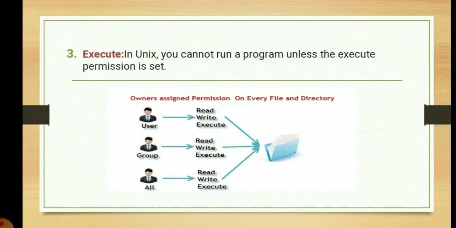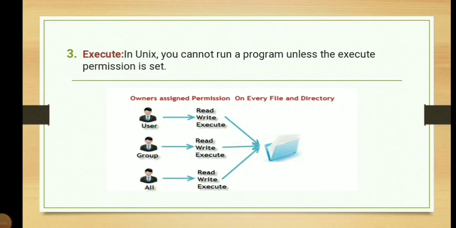In Windows, an executable program usually has an extension .exe, which you can easily run, but in Unix you cannot run a program unless the execute permission is set. If the execute permission is not set, you might still be able to see or modify the program code, but not run it. Now below you can see a diagrammatical representation of owners' assigned permissions on every file and directory.